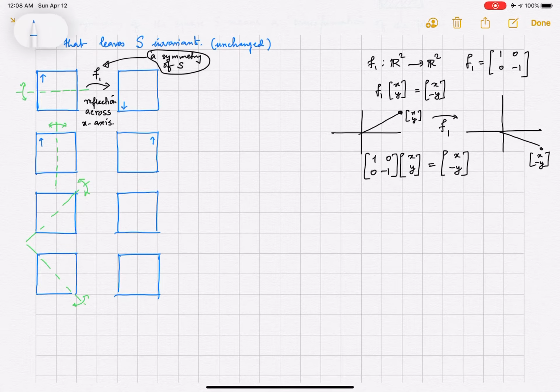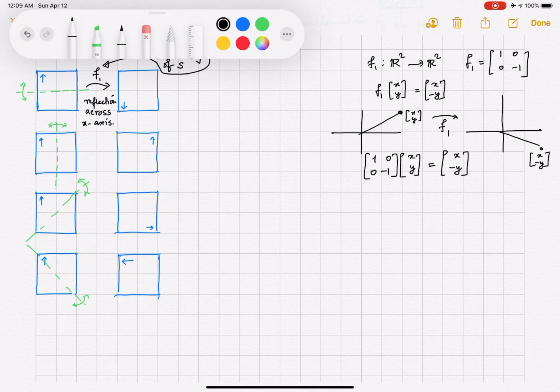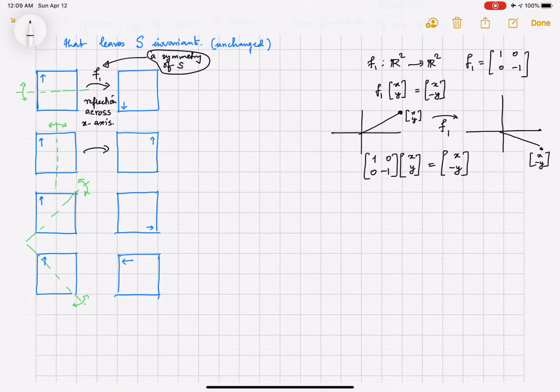If you do the first one, this arrow becomes that arrow. If you flip it like this, it becomes like that. Right? So let's call this one F2, call this one F3, this one F4, something like that. So there are these 4 reflections.